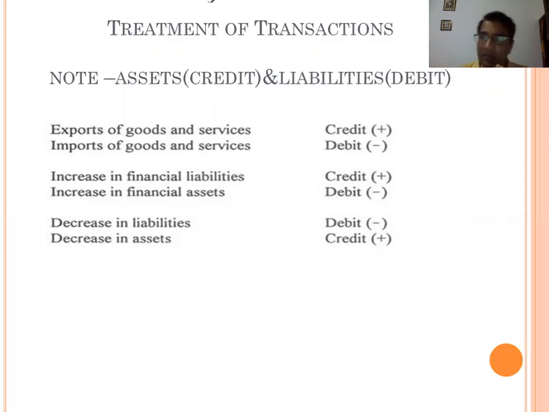Now decrease in liability and decrease in assets. If liability is decreasing, it means some payment which we had to pay to another country, now we pay, that is repayment of, like, a loan. It means if we pay to another country, it reduces the liabilities, so that will be recorded in the debit side, because we are paying, but it reduces the liability of the country, so it will be recorded in the debit side.